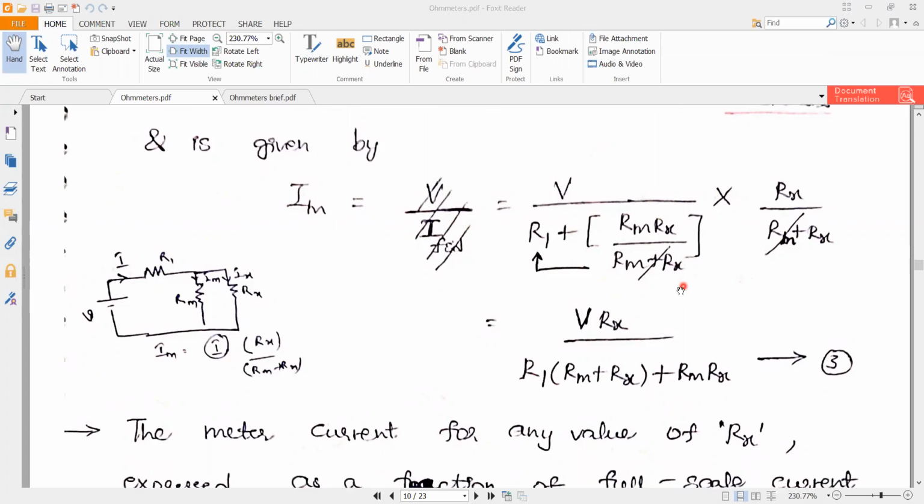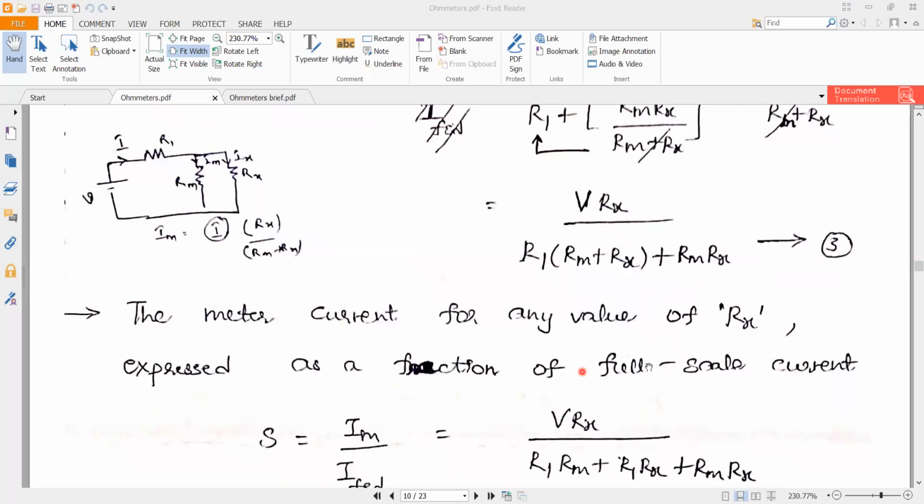By substituting those values, these two terms will cancel out, and the remaining term is Vrx by R1 Rm plus R1 Rx plus Rm Rx. Let it be equation number 3. Note down this diagram. It will be helpful. Else just memorize this one. That's fine.